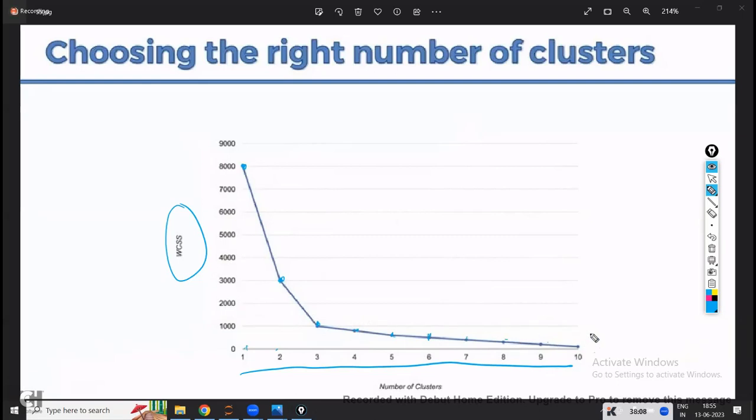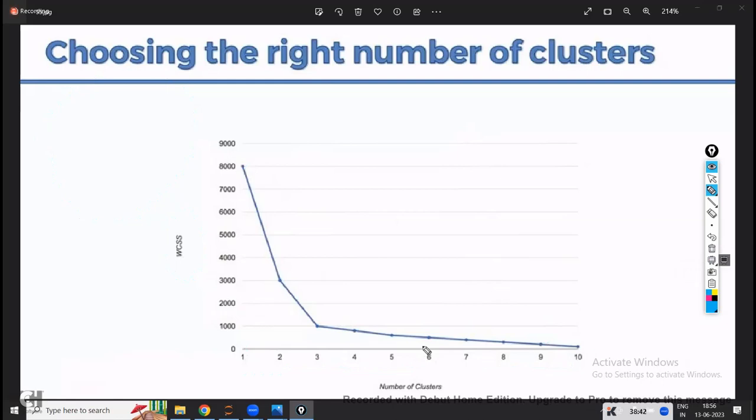9, 10. Every time the WCSS decreases. The more groups there are, the distance between the points within them decreases. For example, in this class, if I want to bring all the students into one group, miss, it is difficult. If I separate each of them into separate groups, they will manage easily. The distance between them will be very small. So as more groups are there, the WCSS value decreases every time.